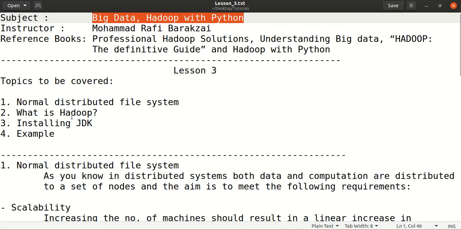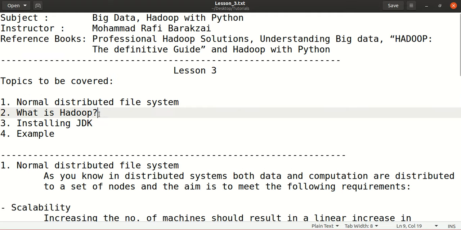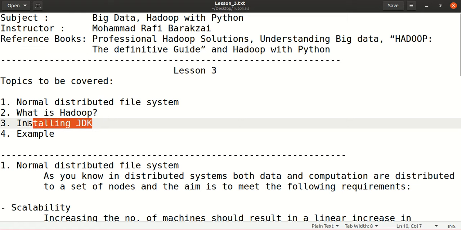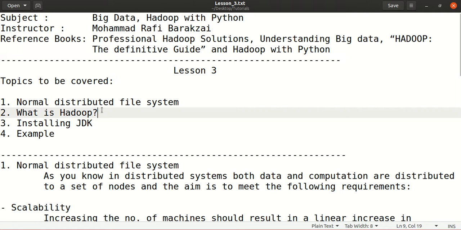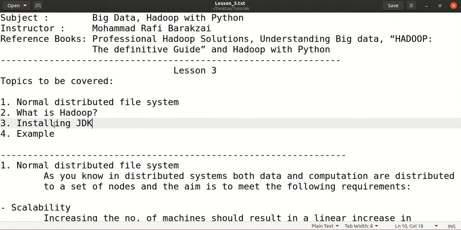In this lesson we are going to cover the following topics. The first topic is normal distributed file system. Then we'll talk about what is Hadoop. Then I will install JDK. Then you will easily understand the difference between Hadoop environment and normal distributed file system. So let's start with the first topic.